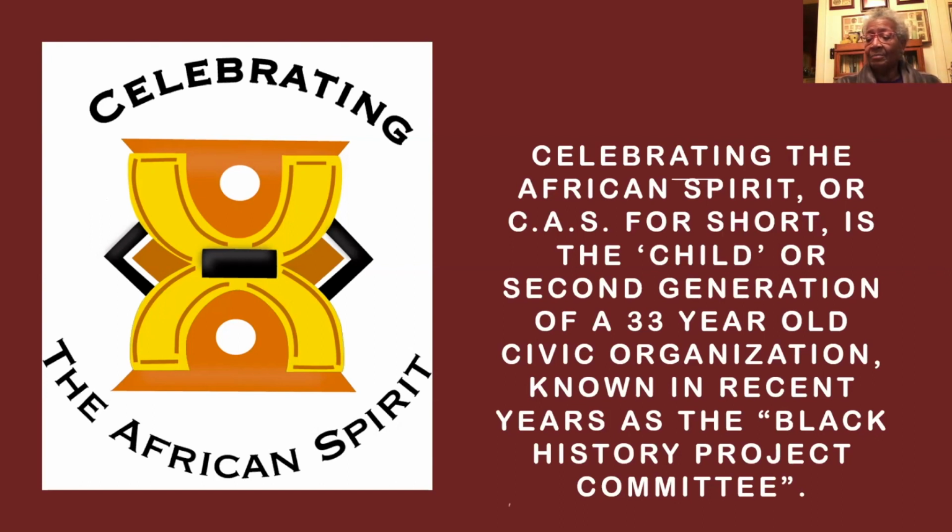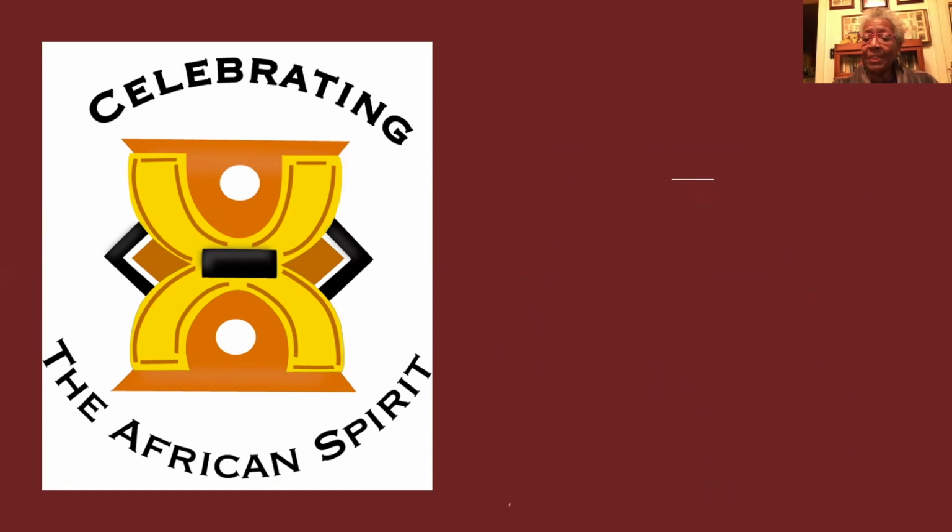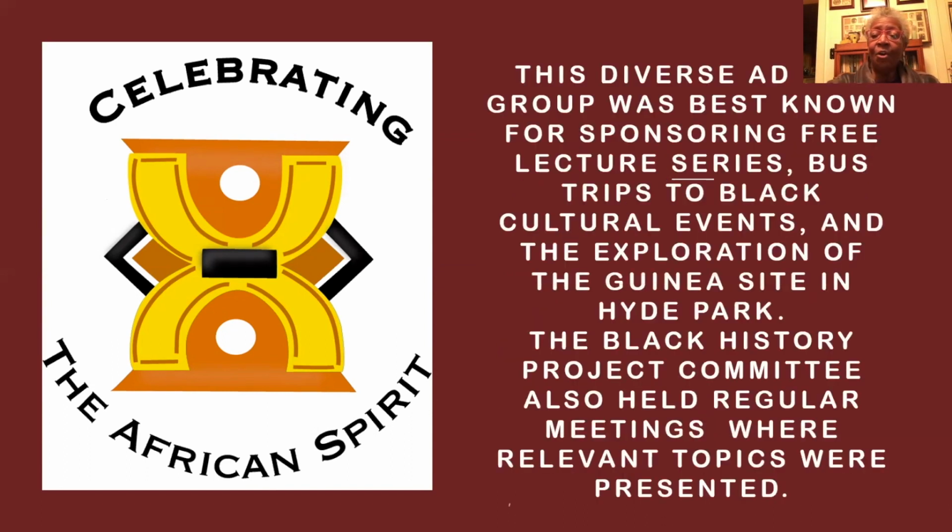It is a child of a second generation of 33-year-old civic organization known in recent years as the Black History Project Committee. It started as the Black History Committee of the Dutchess County Historical Society. We have been doing works for a very long time. We separated from the Dutchess County Historical Society over an issue of the veracity of collection from the Guinea site.